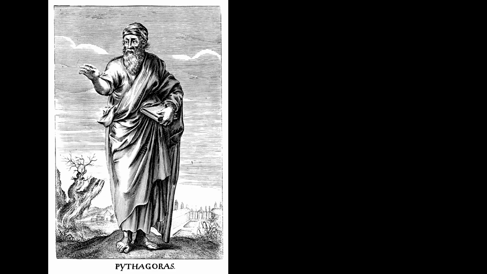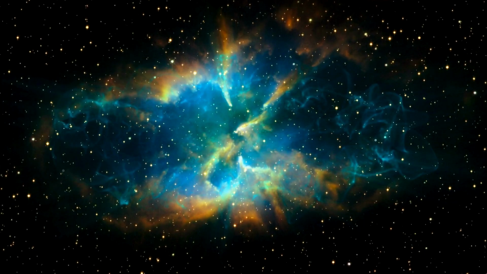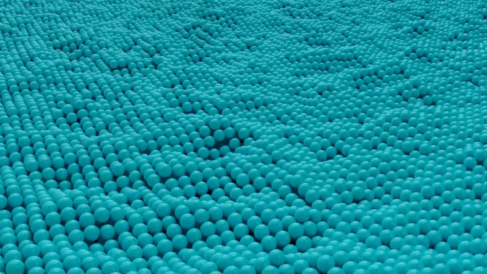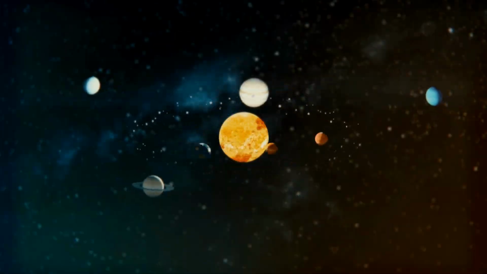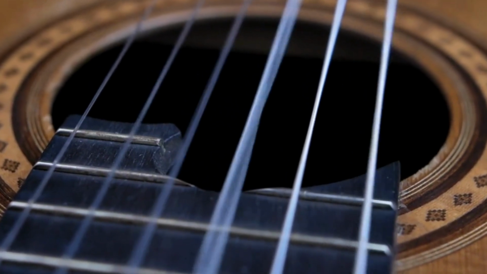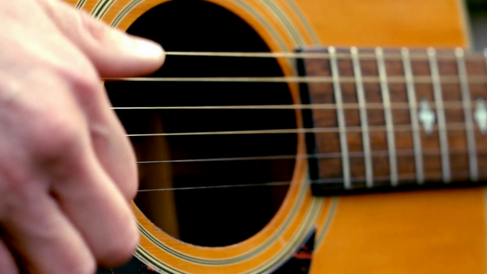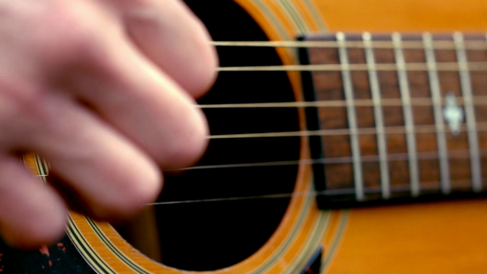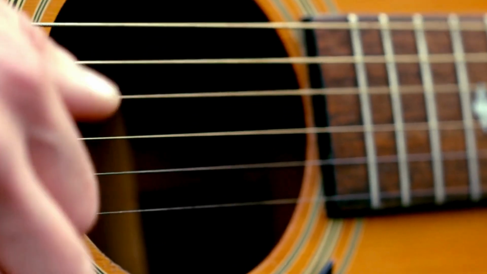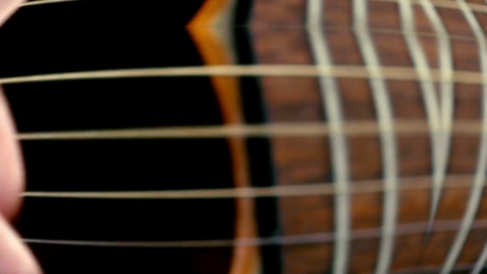Both Pythagoras and Johannes Kepler viewed mathematics as a universal language, evident in everything from the vibrations of a stringed instrument to the motion of the planets. Pythagoras is credited with discovering the relationship between the length of a string on a musical instrument and the pitch of the note it produces. He found that the pitch of a note is inversely proportional to the length of the string, meaning shorter strings produce higher notes, while longer strings yield lower notes.